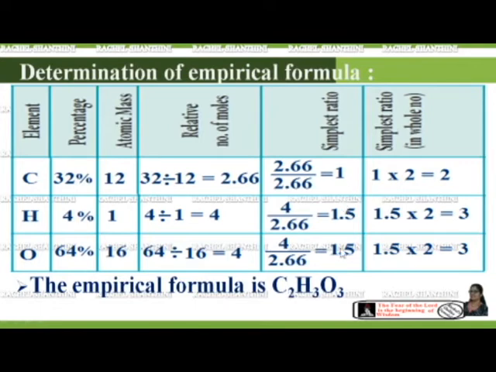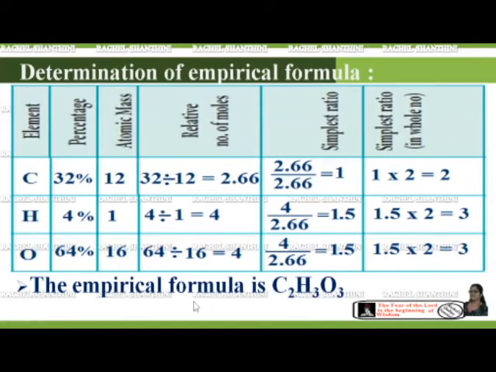When you look at these simple ratios, we could see decimal numbers like this. So if we get decimal numbers like this, we have to multiply by an even number, that is 2, just to convert it into whole numbers. 1 into 2 gives 2 for carbon, 1.5 into 2 gives 3 for hydrogen, and 1.5 into 2 gives again 3 for oxygen. So now we have changed it into the simplest whole number ratio.